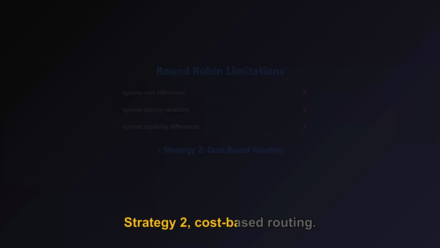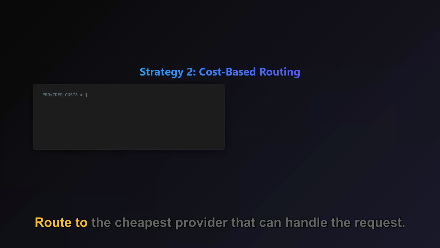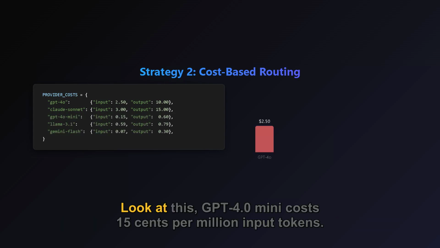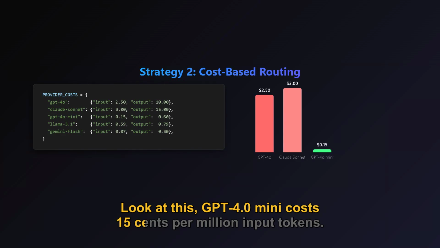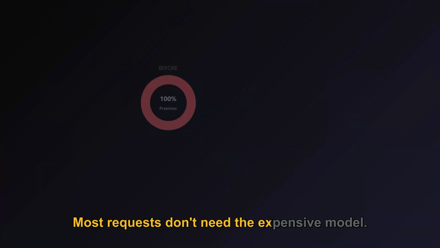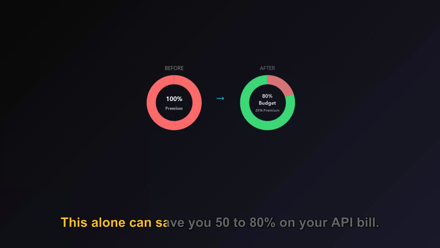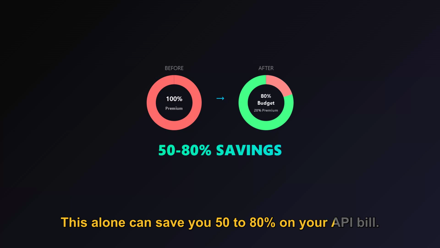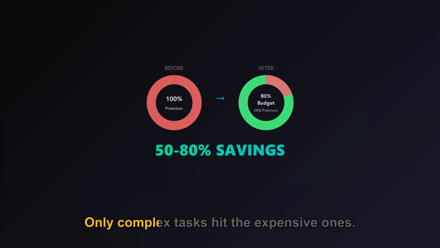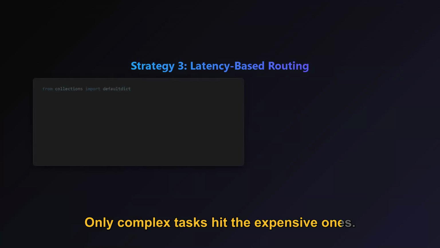Strategy 2. Cost-based routing. Route to the cheapest provider that can handle the request. Look at this. GPT-4o Mini costs 15 cents per million input tokens. Gemini Flash costs 7 cents. Compare that to GPT-4o at $2.50. Most requests don't need the expensive model. This alone can save you 50 to 80% on your API bill. Simple requests go to cheap models. Only complex tasks hit the expensive ones.